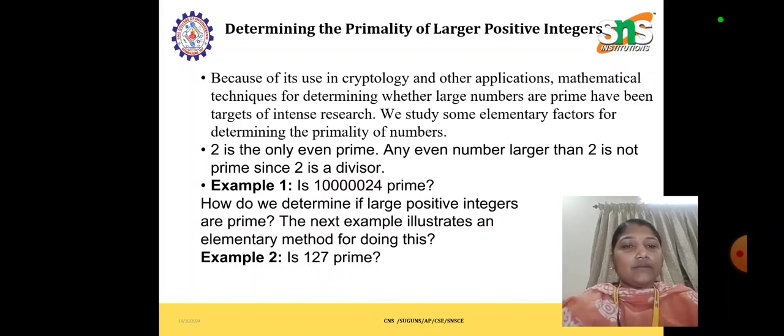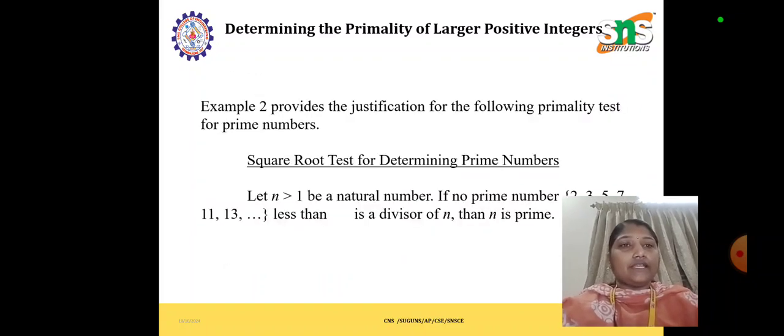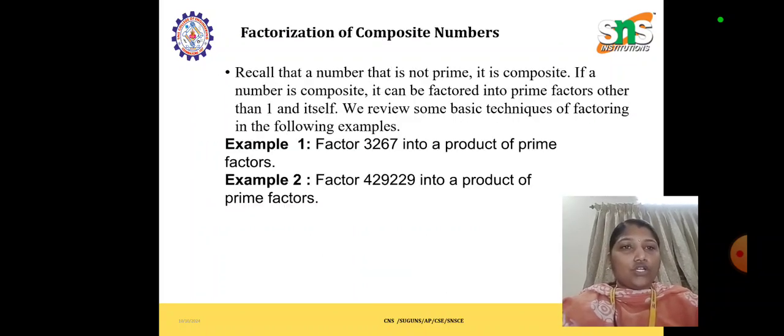Here we have taken an example of a number which is prime. In order to determine whether this number is a prime number or not, we can use either Fermat's little theorem or the Miller-Rabin theorem to find out whether 1000024 is a prime number. And we have also given another example. Just try it with this example, 127, using Fermat's little theorem and tell me whether 127 is a prime number or not.